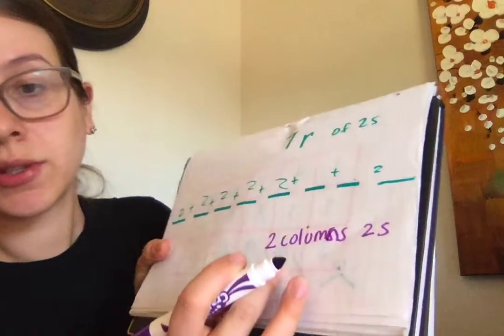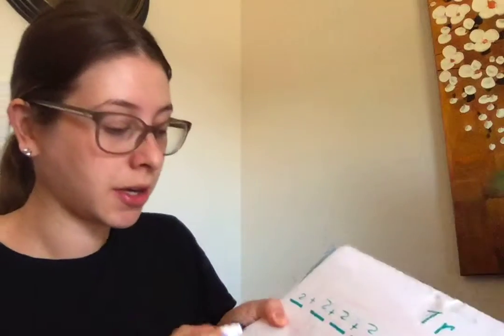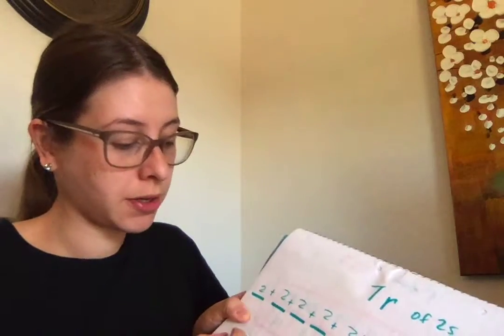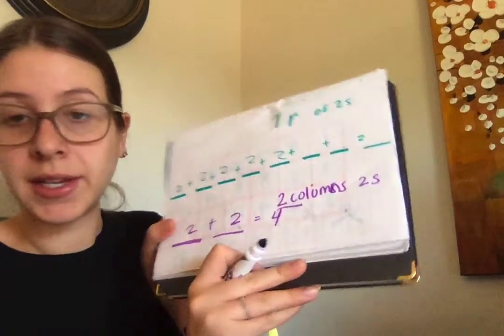If they tell you 2 columns of 2 squares, well, how many did they tell you in columns or rows? They told us 2 columns. You need to make 2 lines and add how many squares in each? 2. 2 plus 2 is 4.